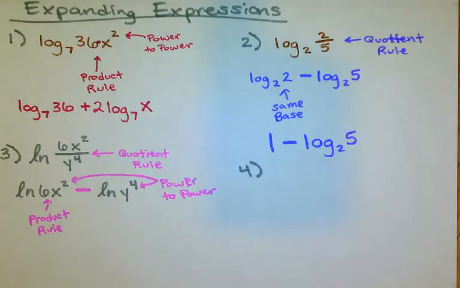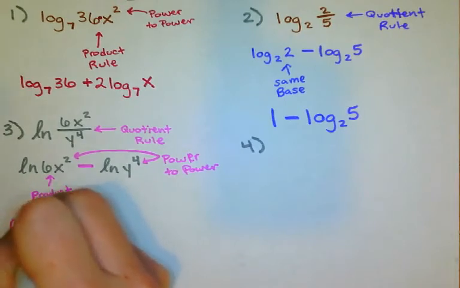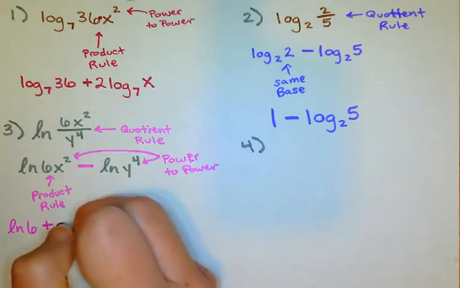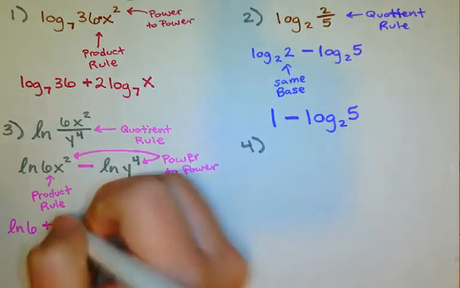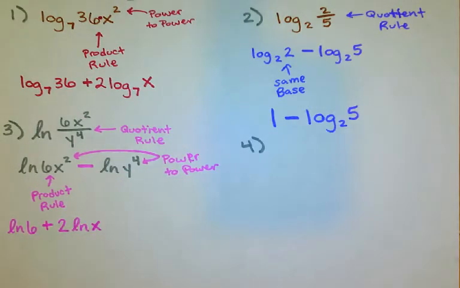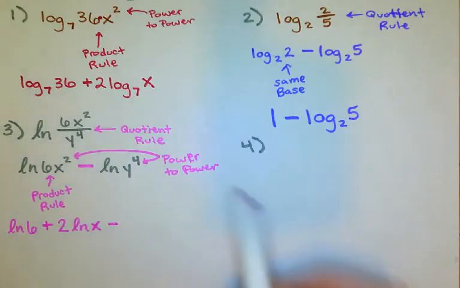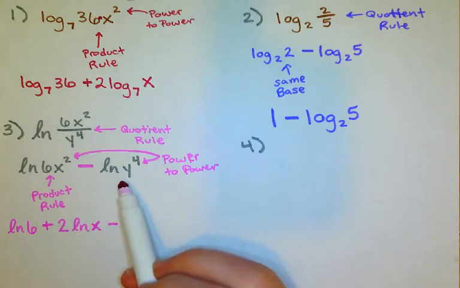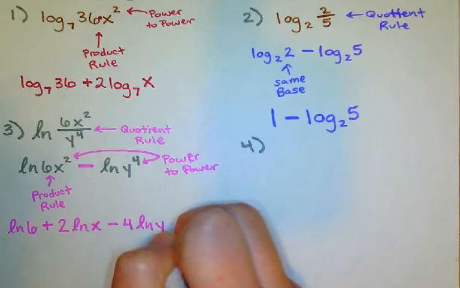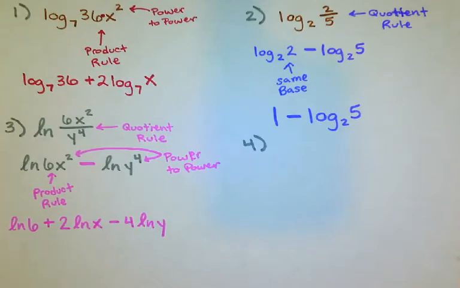So that is going to look like this. I'm going to split it first. So we're going to have the natural log of 6 plus, that 2 was going to the x, so that 2 goes in front of our natural log of x. Then we are going to have our minus sign, and then move that 4 to the front of this natural log: minus 4 natural log of y. And there is our final expanded expression.